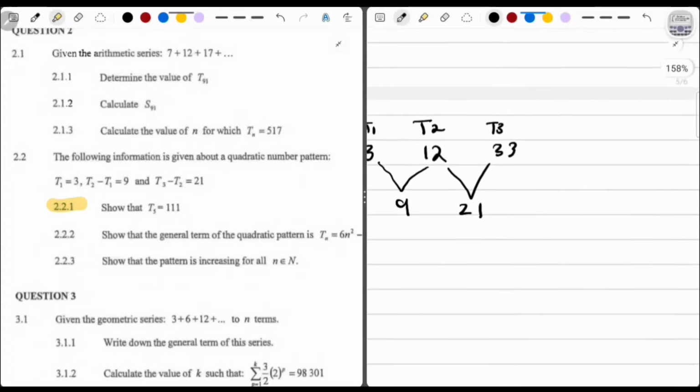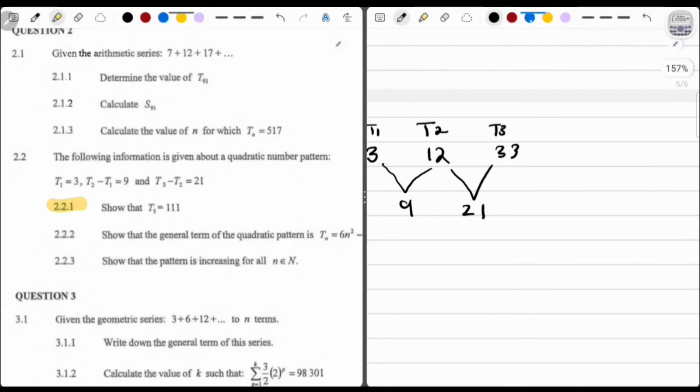So in order to find T5, why don't we first of all find that constant difference, because we know it's going to be constant, right? Because there's T4, then there's T5. We just have to get to here. Okay, so 21 minus 9, what's that going to be? 21 minus 9, that's 12.